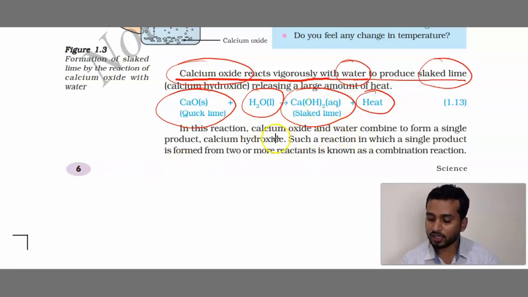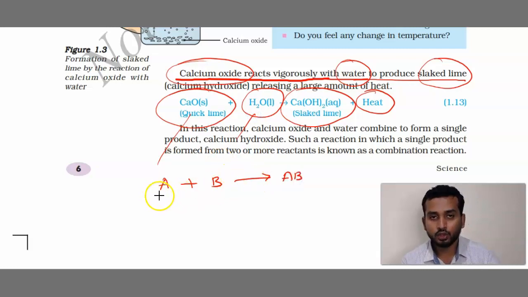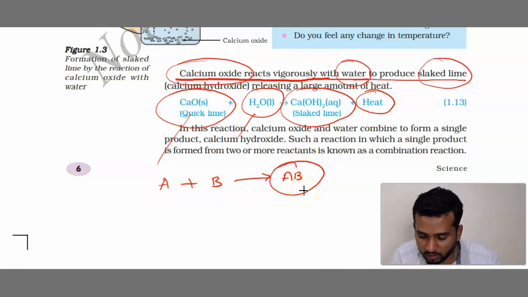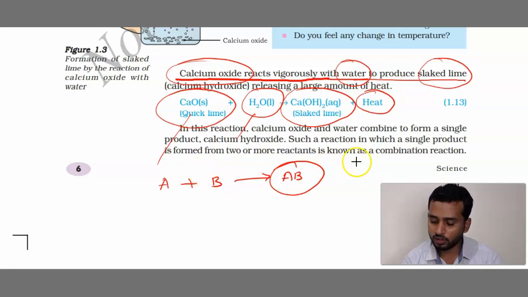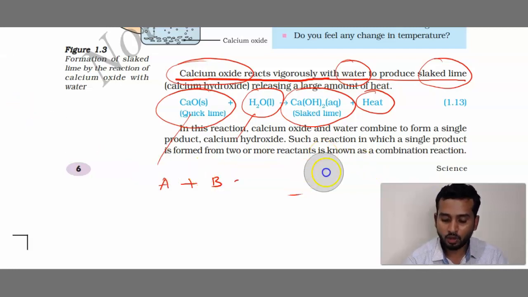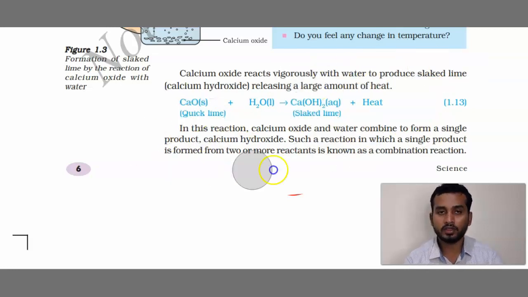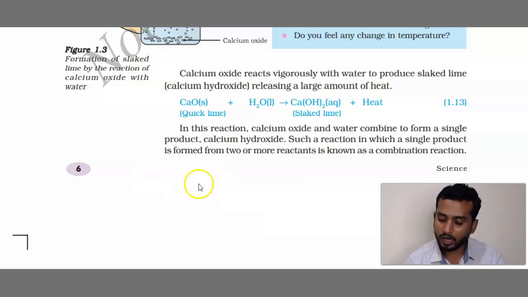In this reaction we can see calcium oxide and water combine to form a single product. Correct? This is A and this is B. A means calcium oxide, B means water. It gives AB. When two different chemicals combine together to form a single product, it is known as a combination reaction. Understood? So this is the definition of combination reaction. You should remember this definition and this chemical reaction. Quicklime is known as calcium oxide and slaked lime is known as calcium hydroxide.